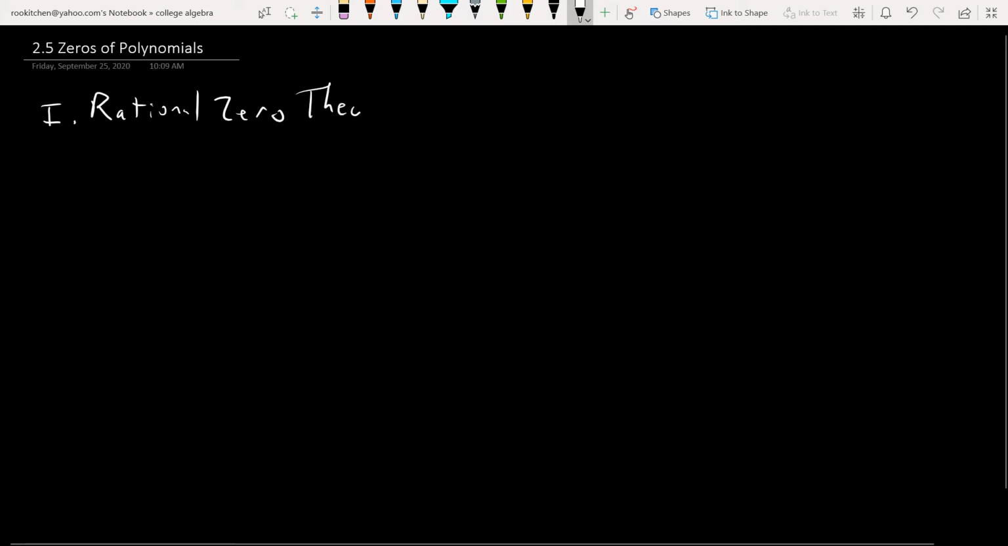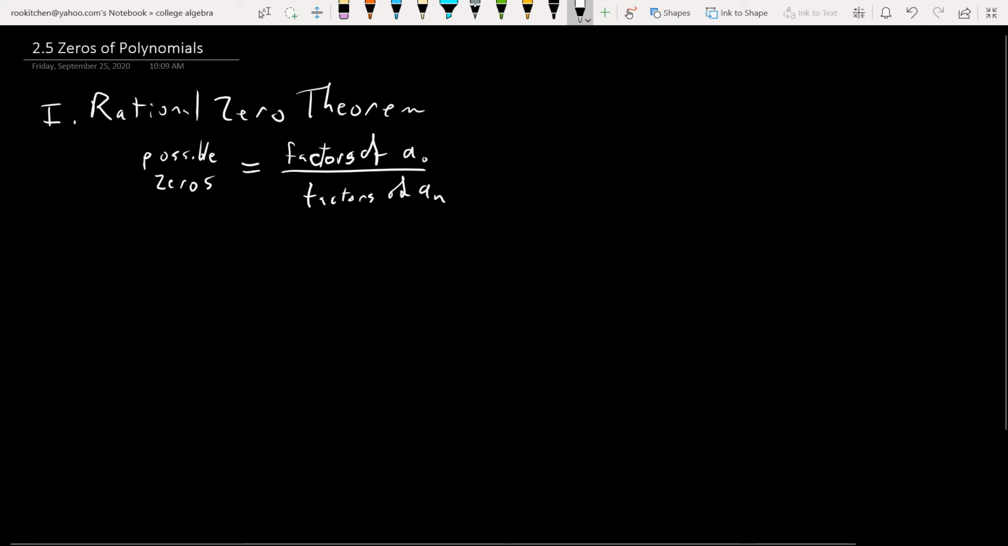And basically what this does is it gives us a hint as to what the possible zeros may be. Okay, so basically the possible zeros will be from the factors of the last term of the polynomial. So I'll just say factors of a sub 0 divided by factors of the leading term.